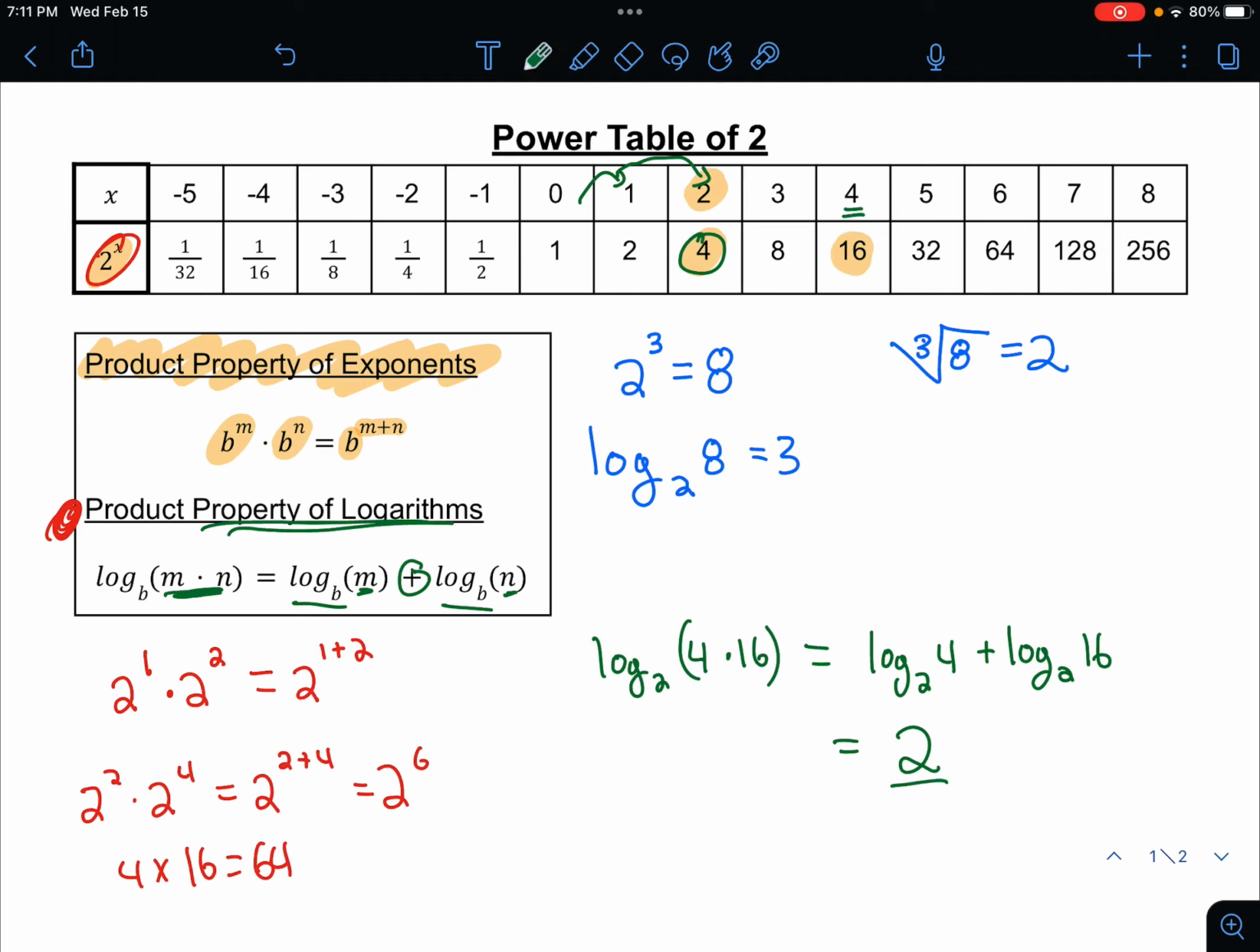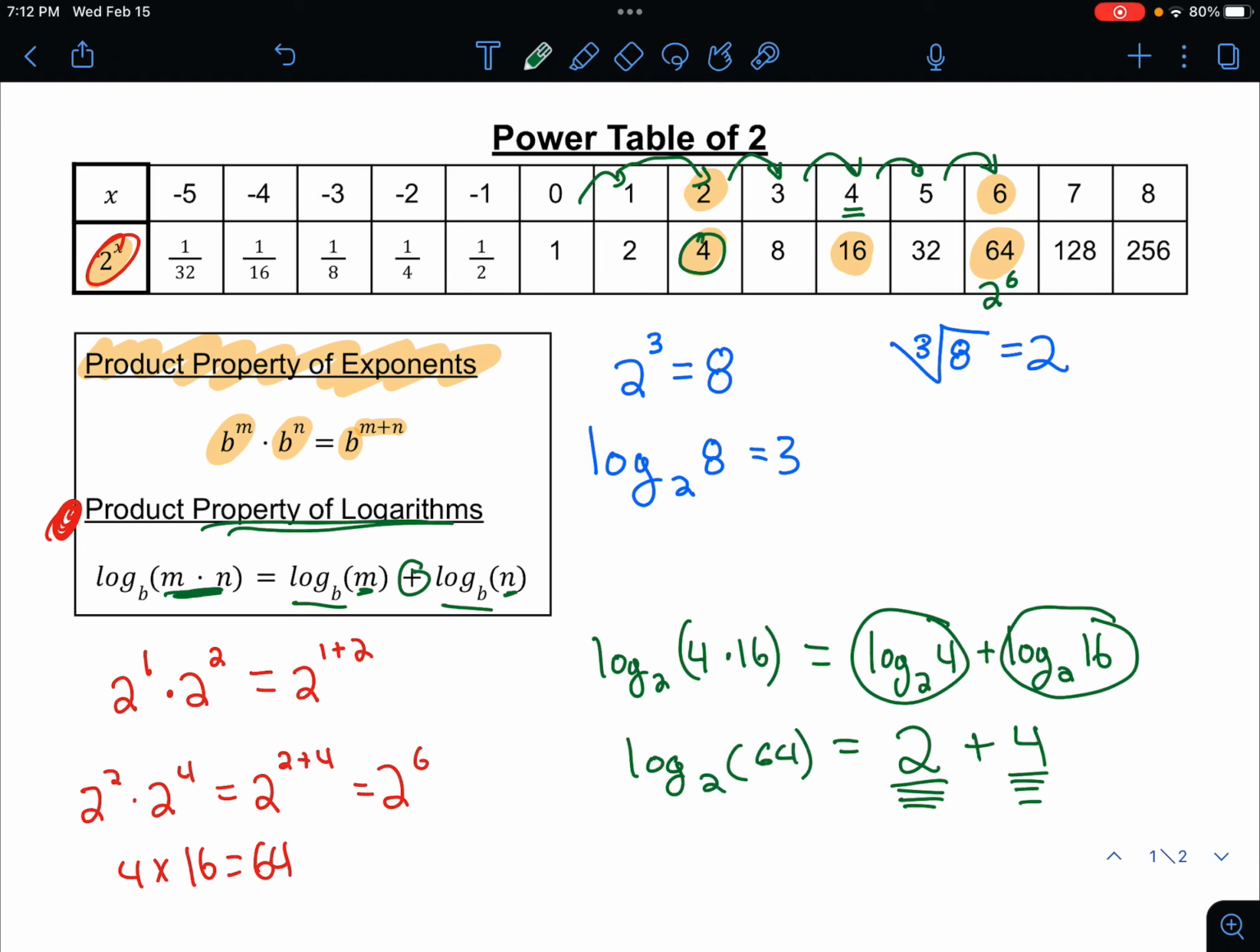But I've already done these 2 multiplications of 2. So starting there, I'm going to do 1, 2, 3, 4 more multiplications of 2, bringing me to 64, aka 6 multiplications of 2, or 2 to the 6th power. So I'm going to add 4 multiplications of 2, because this represents 4 multiplications of 2, this represents 2 multiplications of 2, and we get 2 plus 4. If we look at this side here, log base 2 of 4 times 16 gives us 64. Log base 2 of 64 is just 6. So 6 equals 2 plus 4.